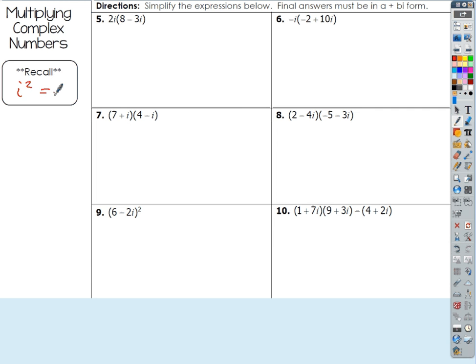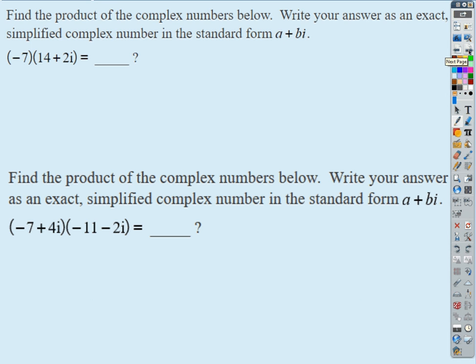If i equals the square root of negative 1, what must i squared equal? Negative 1. There you go, because we're just undoing the square root, right? So i squared is negative 1. And so when we multiply things out, let's take these two examples right here to begin with.